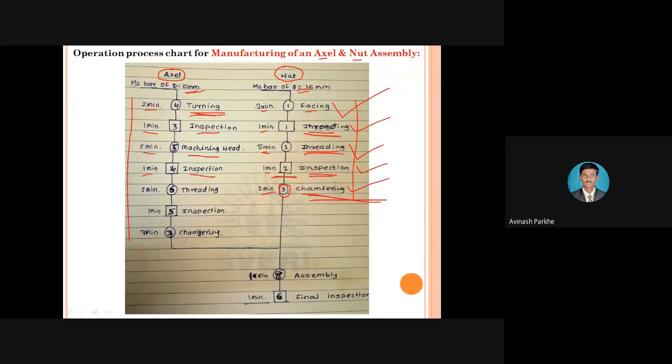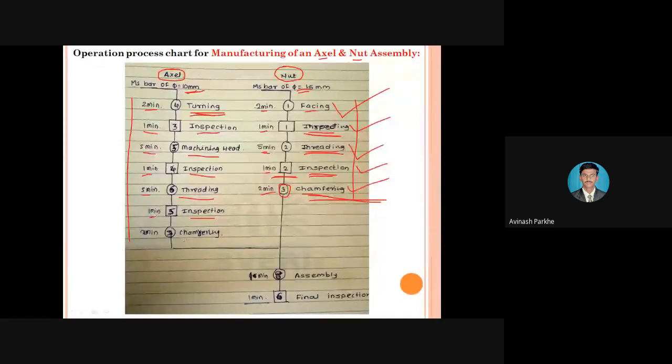After inspection, again we went for the threading of the axle. In the nut we have done threading, and in the axle also we have to go for the threading. That operation is represented by the sixth number. 5 minutes are required. Again we have to go for the inspection. Inspection is taking place 5 times, therefore number 5 is given. Again 1 minute is required.